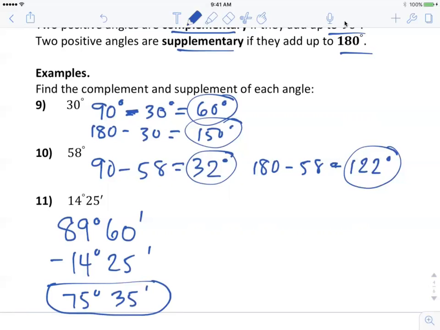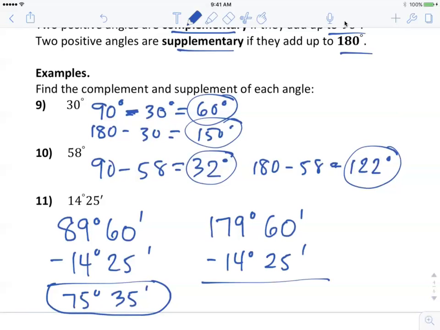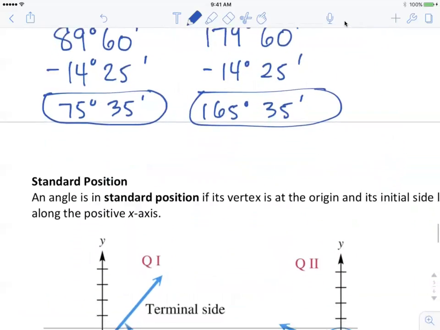Okay, how about the supplement? We have to subtract from 180. So a fancy way to write 180 is 179, 60. Right? And then subtract off 14, 25, and we'll get it. That's going to be that 35 again, and then this is going to be 165. Okay. Complement, supplement, not too bad. Okay, so let's continue with the next page.